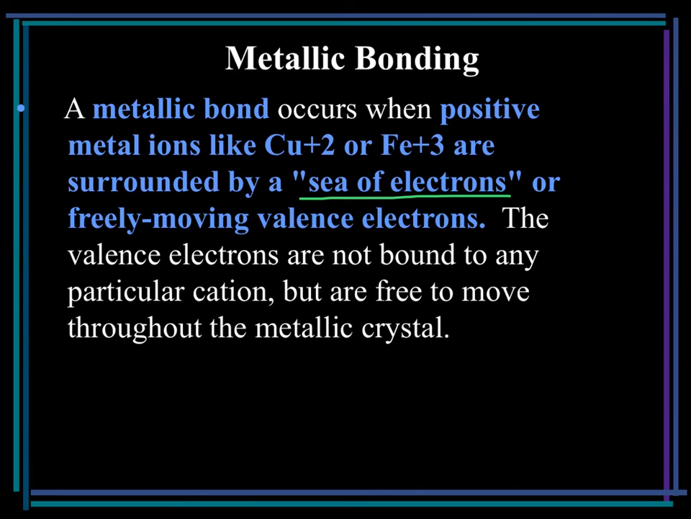We refer to metallic bonding as the sea of electrons. Okay, sea of electrons. These electrons are freely moving. Well, this is what we also call mobile valence electrons. They're able to move around freely. Okay, they are not combined or attached to any particular cation.